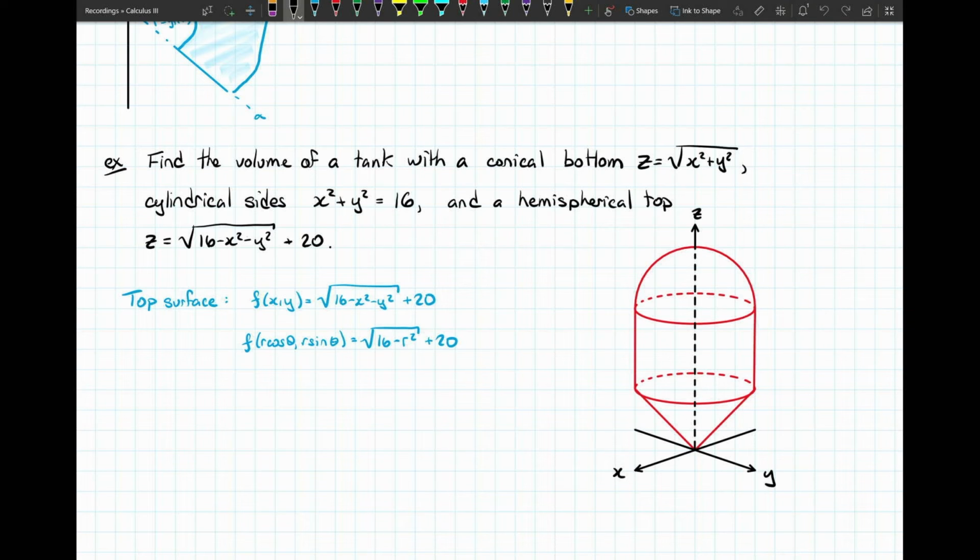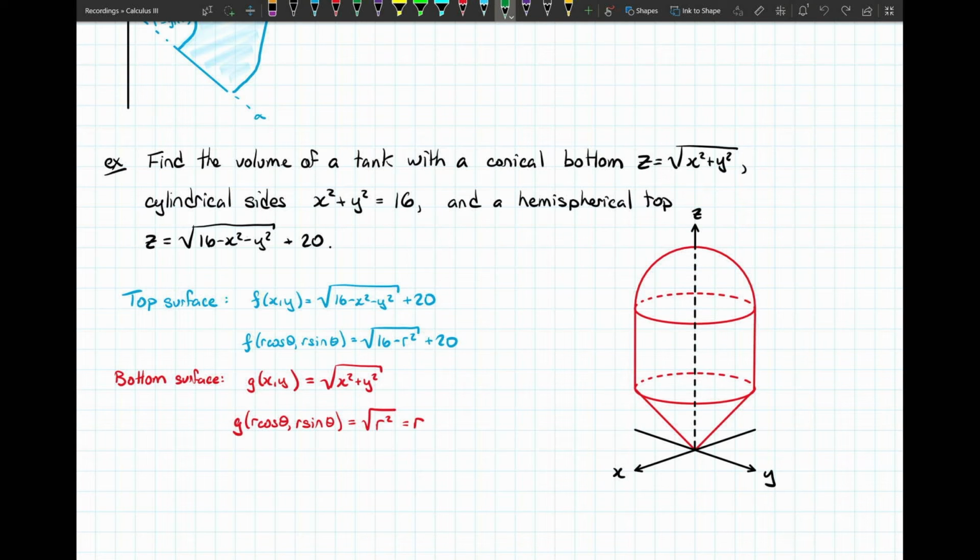Now let's continue with the bottom surface. Our bottom surface is a cone. We can maybe call that a function g of x comma y, and that is the square root of x squared plus y squared. And once again, x squared plus y squared in polar coordinates is r squared. The square root of r squared could be simplified. So this function g, when we convert to polar coordinates, is really just the function r.